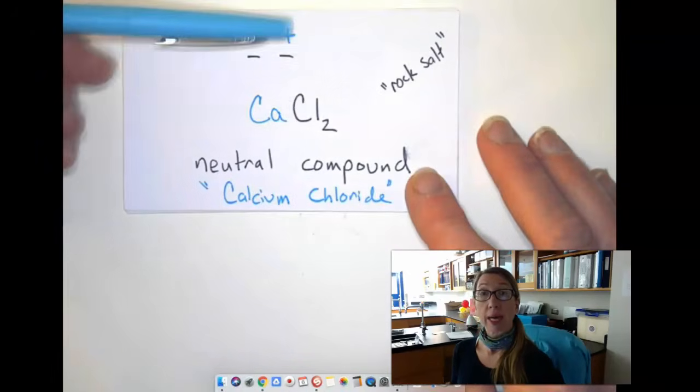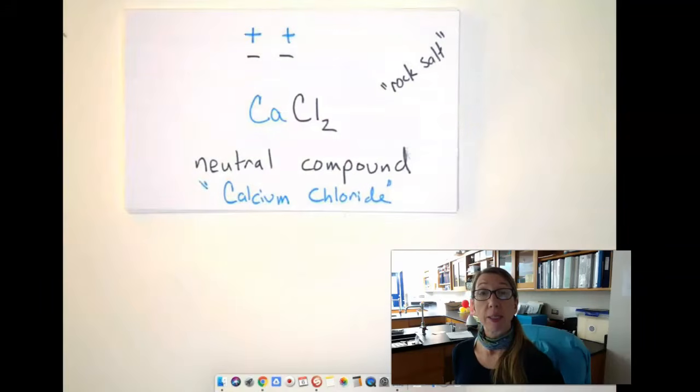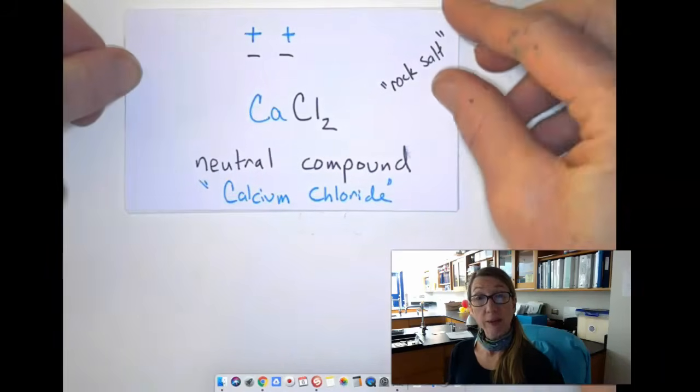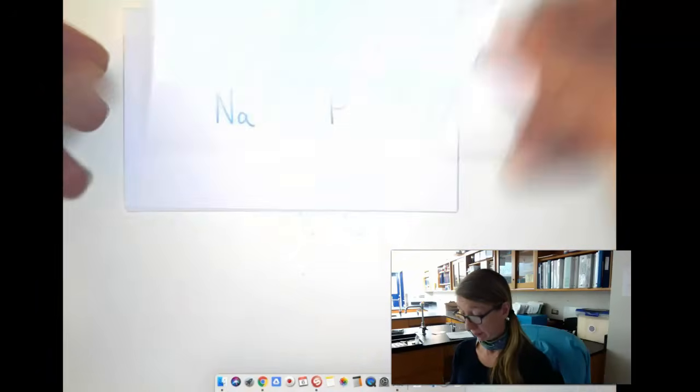So calcium +2, chlorine -2, equal and opposite, it is neutral. We have the same number of positive charges as negative. These are all combining together to form a crystal. And this is rock salt, calcium chloride.